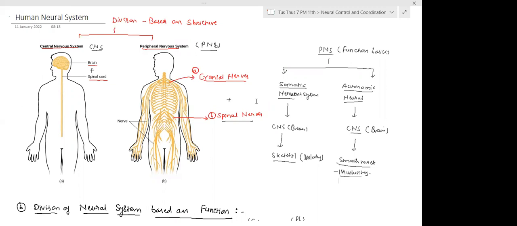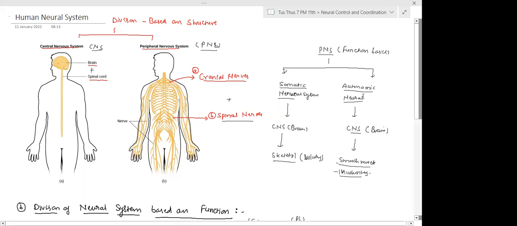When we talk about the somatic nervous system, we talk about the brain. Somatic nervous system means brain part, right? That is voluntary. It can be controlled by our brain by our own wish. It is controlled by the brain. Basically, this peripheral part, which is controlled by the brain, is called the somatic nervous system or skeletal nervous system.